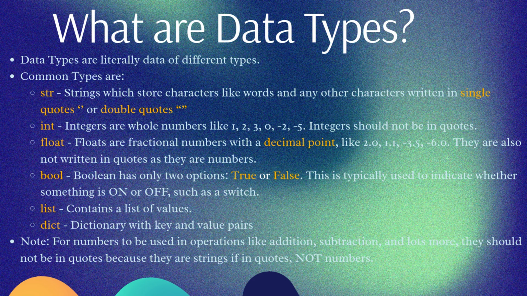Also, we've got list, which contains a list of values. And also, we've got dictionary with the keyword dict. And it's got key and value pairs, but more about this later. One thing to note is that for numbers like integers or float to be used in operations like addition, subtraction, and lots more calculation, they should not be in quotes, because if they're in quotes, then Python treats them as strings, and Python cannot do calculations with strings.